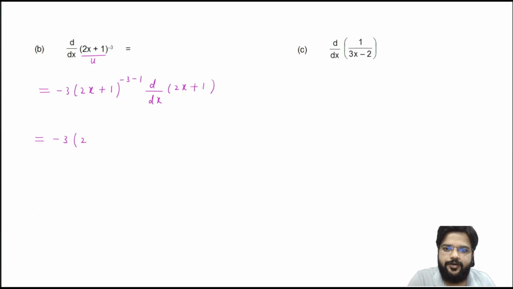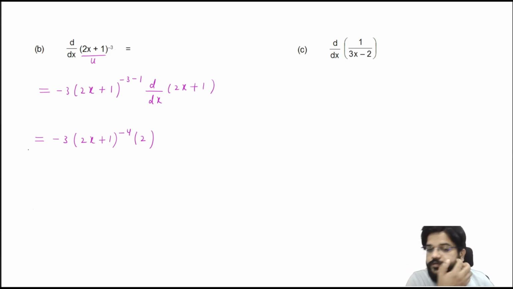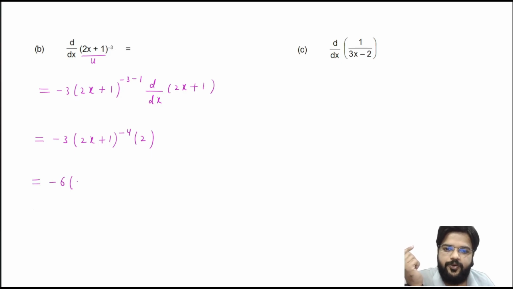Let's see the next step, everyone. Minus 3, (2x plus 1), minus 3 minus 1 is minus 4, everyone. And the differentiation of 2x plus 1 is 2. Correct? The differentiation of 2x plus 1 is just 2, because 2 is a constant and goes outside the differentiation. The differentiation of x with respect to x is 1, and 1 is a constant, and the differentiation of a constant is 0. So finally what we have is minus 3 into 2, which is minus 6, (2x plus 1) power minus 4. This is the final answer. I hope this is clear.